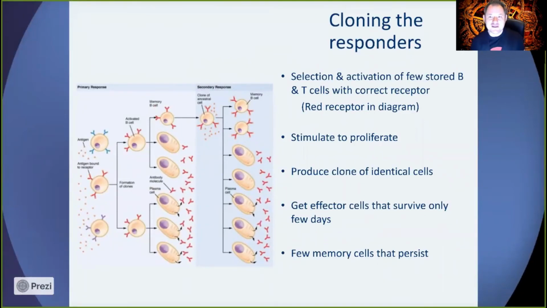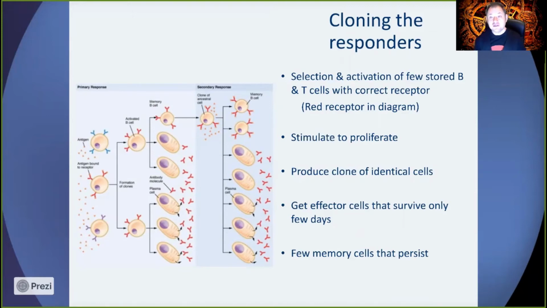Okay, so once you've activated these T and B cells, you need to make clones of them, lots of copies of them, so you can deal with the infection. First of all, you have a primary response. Some antigen is presented, you activate some B or T cells. Let's go with B cells here. You activate a B cell. When the B cell is activated, it will divide and make lots of copies of itself. Some of those cells will become plasma cells, which release antibody into the blood to deal with the infection. Other B cells will become memory cells and sit around the body waiting for the infection to come back.